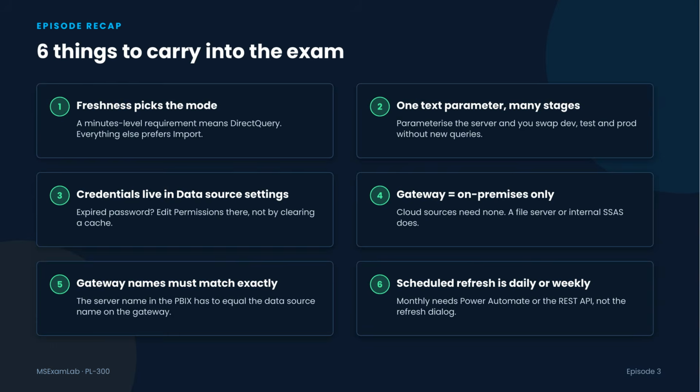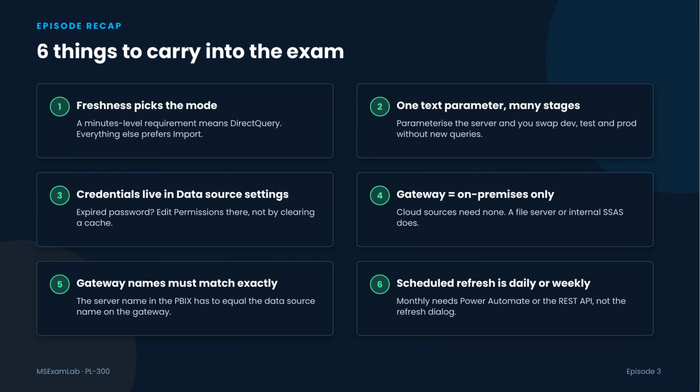Six things to carry into the exam. 1. Freshness picks the mode. A minutes-level requirement means DirectQuery, everything else prefers import. 2. One text parameter, many stages. Parameterize the server and you swap dev, test, and prod without new queries. 3. Credentials live in data source settings. Expired password, edit permissions there, not by clearing a cache.